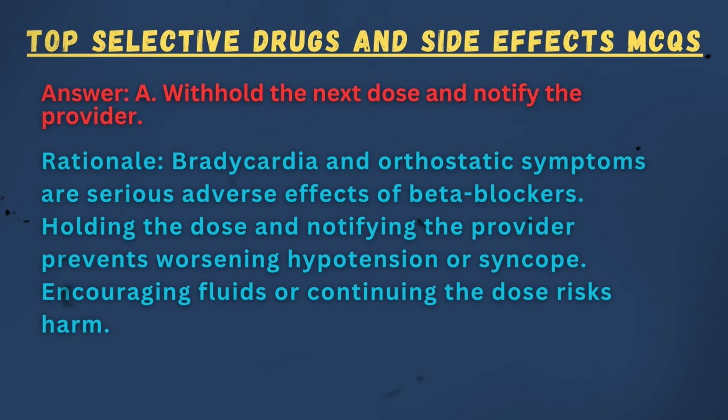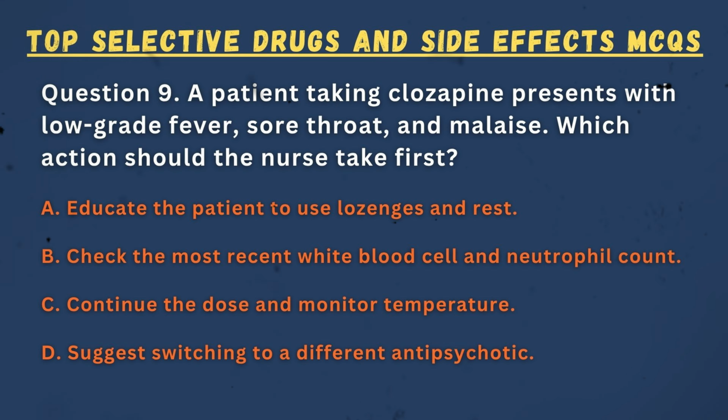Question 9. A patient taking clozapine presents with low-grade fever, sore throat, and malaise. Which action should the nurse take first? A. Educate the patient to use lozenges and rest. B. Check the most recent white blood cell and neutrophil count. C. Continue the dose and monitor temperature. D. Suggest switching to a different antipsychotic.